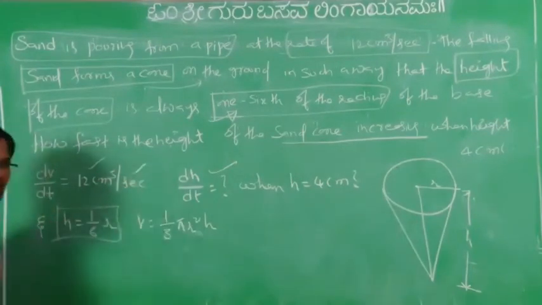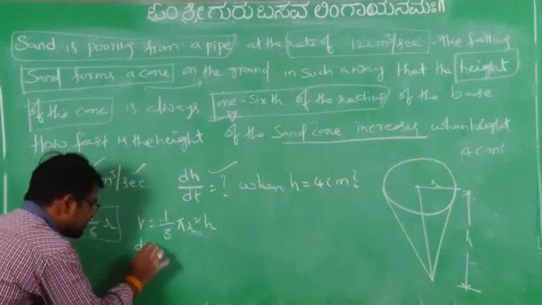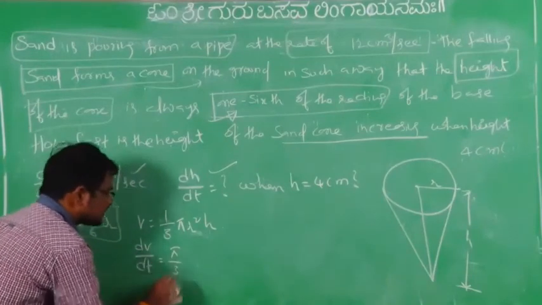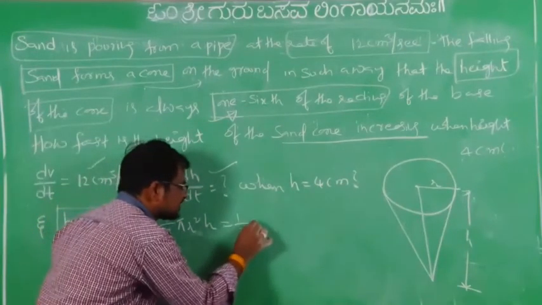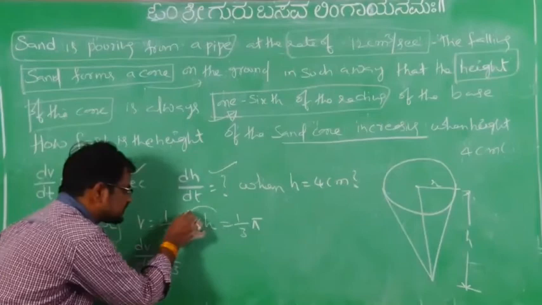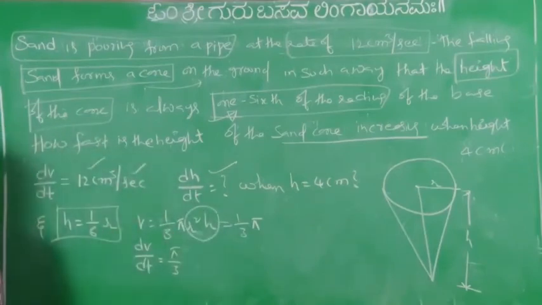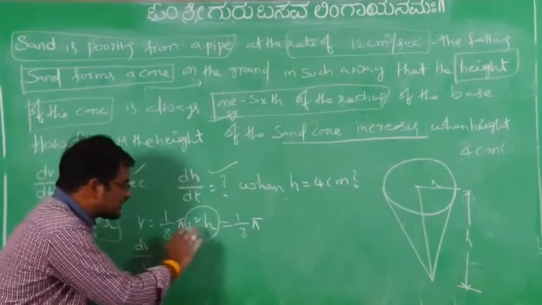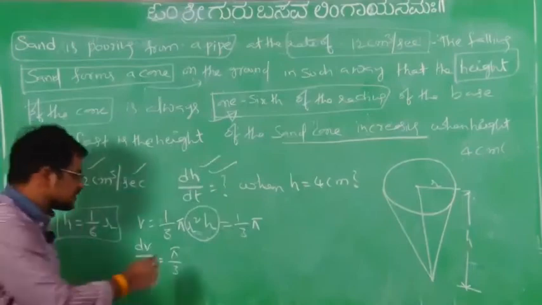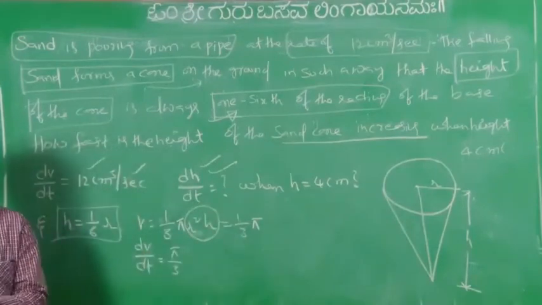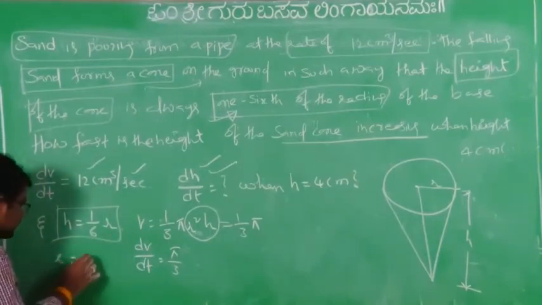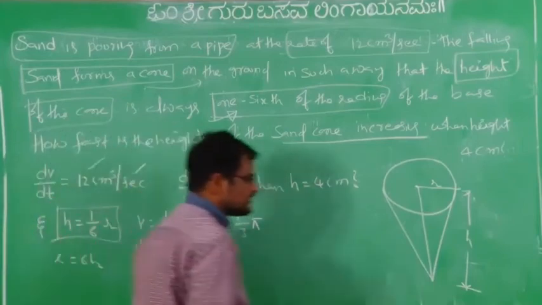Differentiating, because with respect to time is given, no? So dV by dt with respect to time. Better to convert this into a single parameter. But R converting into H or H converting into R, what are they asking? dH by dt. So if this expression is in terms of H, then directly you will get dH by dt. That's why we have to write R equal to 6H.